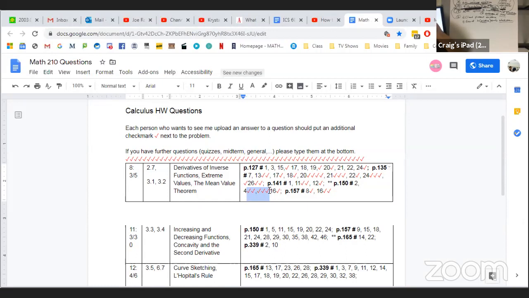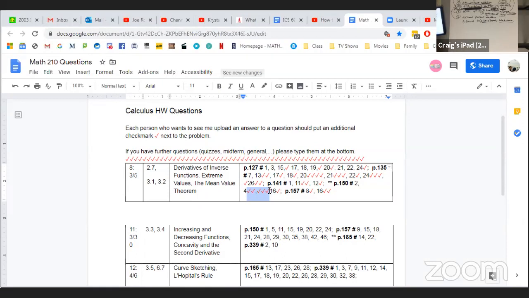And so on page 150, number 2, we've got number 4 was asked. And so number 4 is give an example of a function describing a situation where it is bad to be increasing and good to be decreasing. So what's a situation where a function's increasing and that's bad, and when the function is decreasing, that's good?